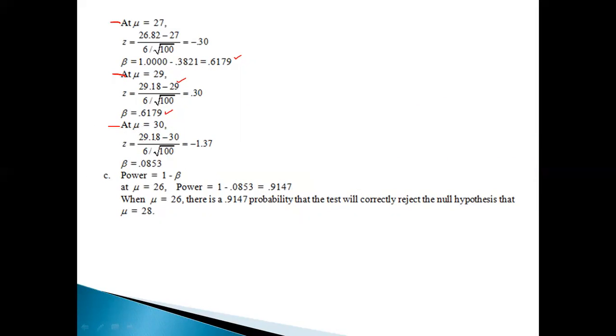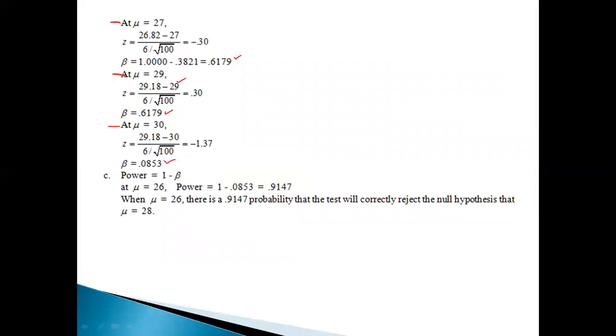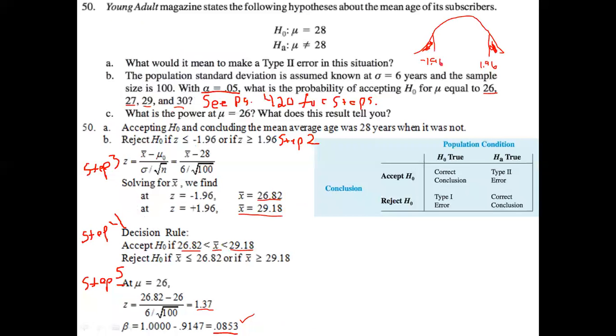Now at 30, we have the 29.18 minus 30. That gives us a negative 1.37, and that gives us a 0.0853. So if you look, it's pretty symmetric here. At 30 it is 0.0853, at 26 it is 0.0853, and then the 27 and 29 are both 0.6179. Now, the last one was, what is the power at mu equal 26? Well, this is what we're needing here, 0.0853.